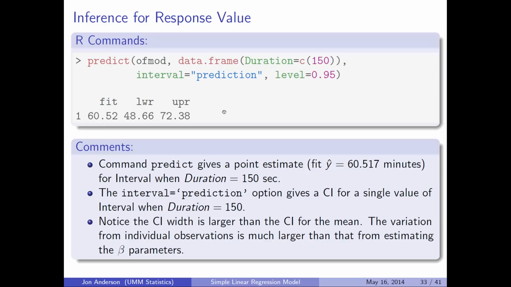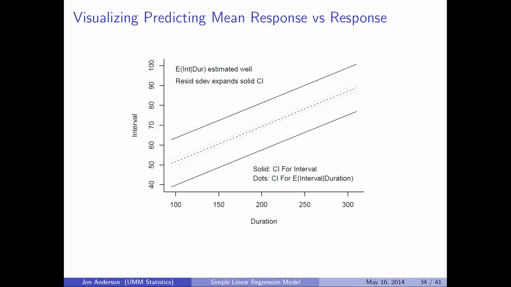You want to know how long you're going to have to wait for the geyser in a particular visit to Old Faithful. In this picture, you can sort of see the difference. Here's a 250 second previous eruption. The solid lines give you the level of uncertainty for how long you'd have to wait for an individual eruption. This would be the confidence bounds for individual values of y. The narrow dashed lines show how uncertain we are about what the mean function would be.